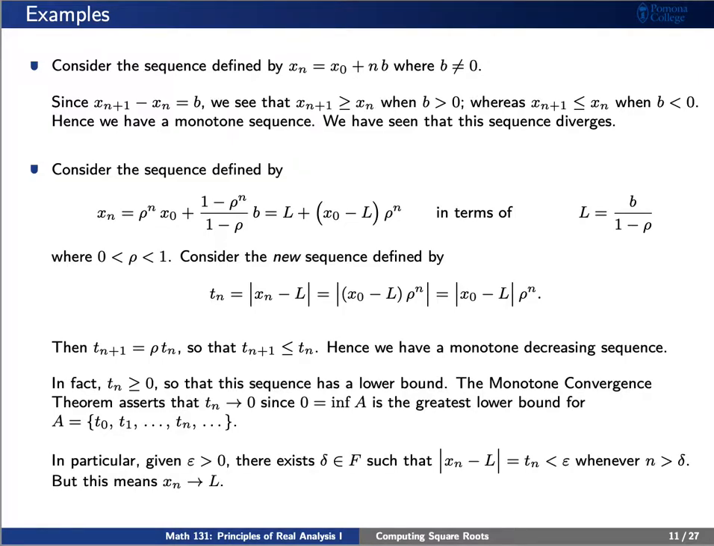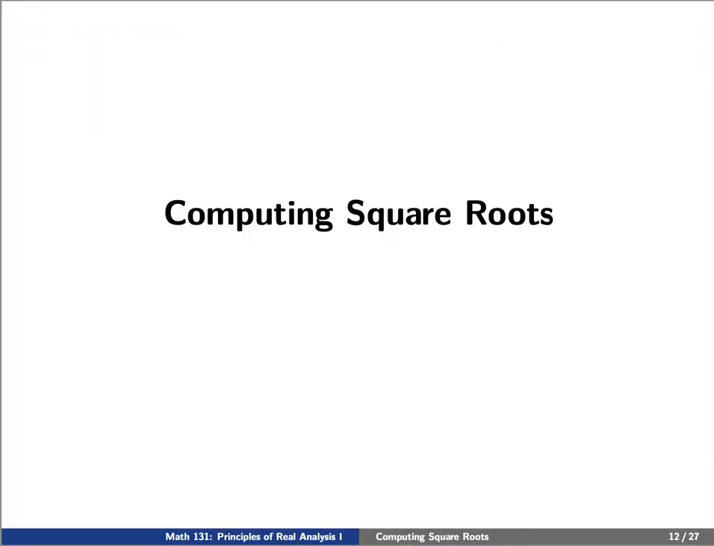In particular, given a positive epsilon, there exists a delta such that t sub n is less than epsilon whenever n is greater than delta. But this actually implies, by our definitions, that our sequence x sub n tends to the limit L. Today we're going to discuss how to apply the monotone convergence theorem in actually computing some square roots.